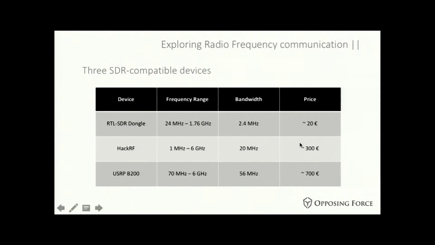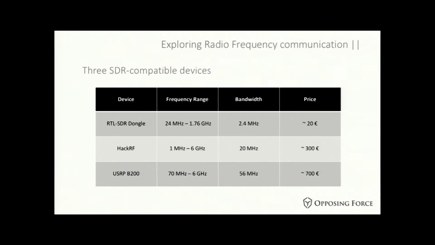These are maybe the most famous devices. We also have the AirSpy, which I forgot to put, but we have the RTL SDR dongle, which is the cheapest one, about 20 euros, and you can go from 24 megahertz to 1.7 gigahertz, more or less. It has a narrow bandwidth, 2.4 megahertz.